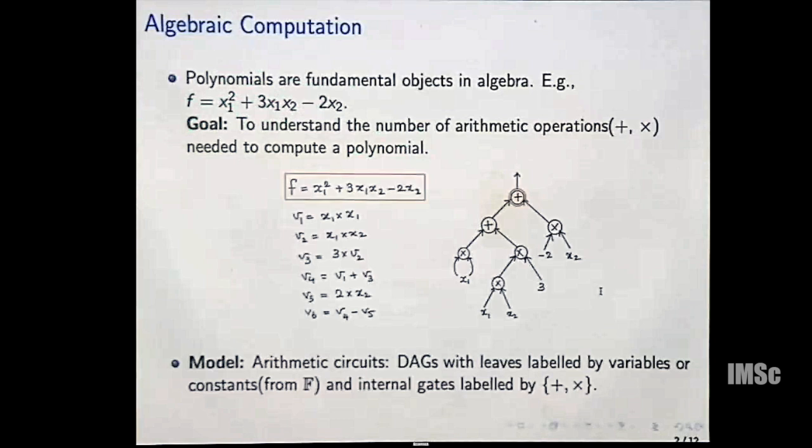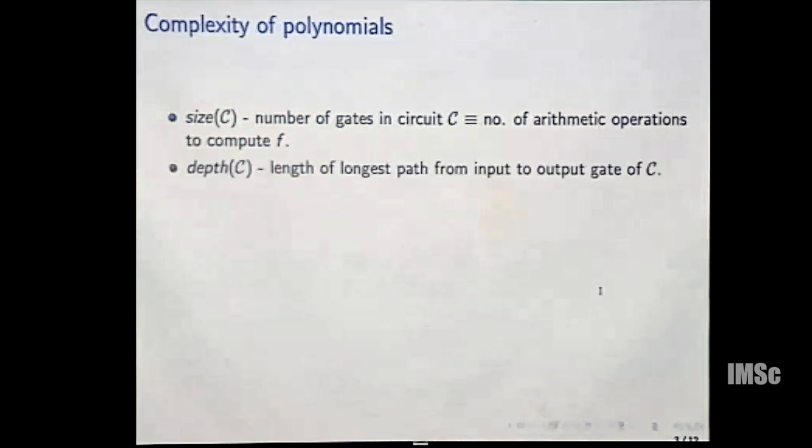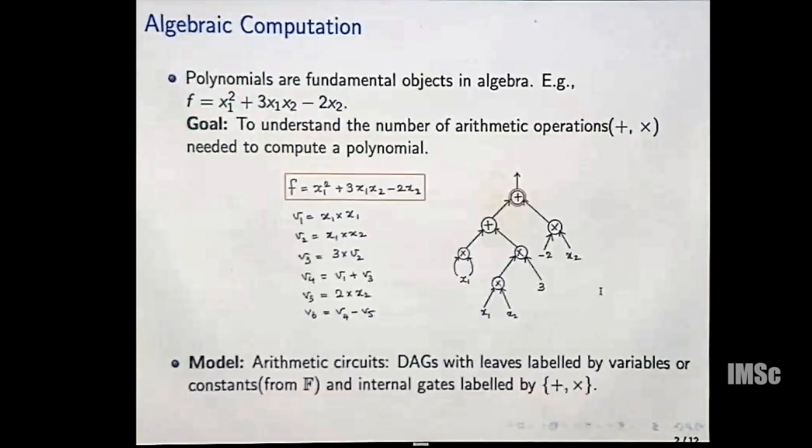So what are we interested in? We want to understand the number of additions and multiplications that are needed to compute, let's say, this polynomial. What does the number of additions and multiplications correspond to in this graph? The number of internal vertices. We'll call that the size of the circuit, which is the number of gates in the circuit or the number of arithmetic operations. We'll also be interested in the depth of the circuit, which is the length of the longest path from input to output. For example, this circuit has depth 4 and it has size 6.